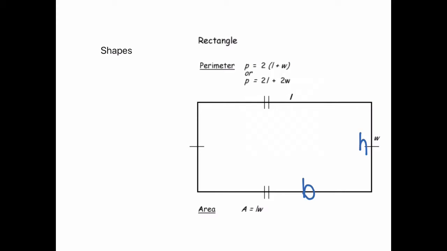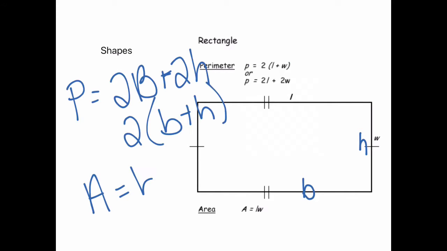So whichever way you want to do that, perimeter could equal 2b plus 2h, that would work, or 2 times (b plus h) is a second way. And then to find the area, remember you do one side times the other. So the area of a rectangle would be base times height. And now we'll move on to circles.